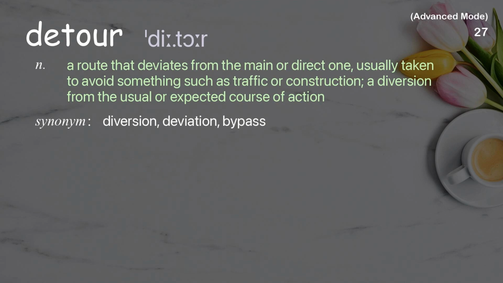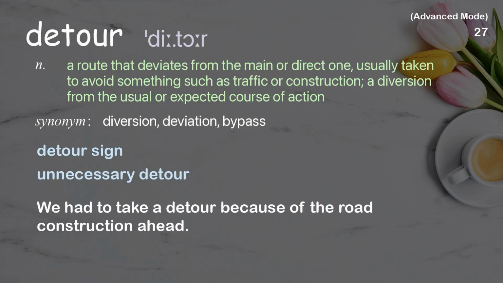Detour. A route that deviates from the main or direct one, usually taken to avoid something such as traffic or construction, a diversion from the usual or expected course of action. Examples: detour sign, unnecessary detour. We had to take a detour because of the road construction ahead.